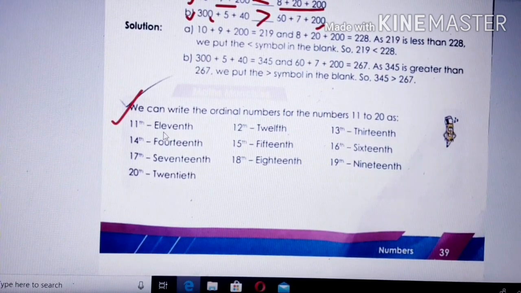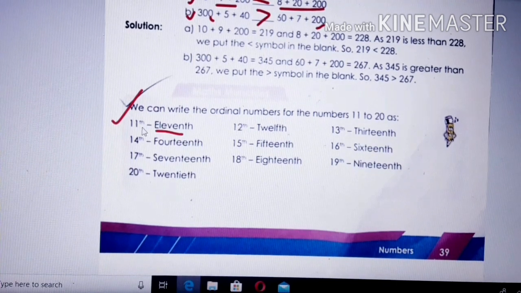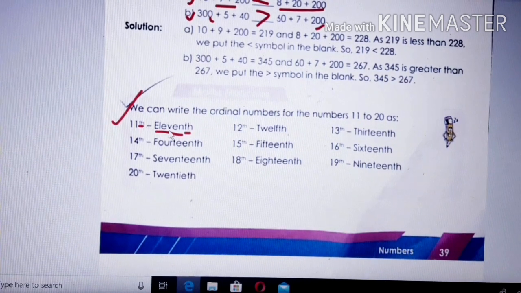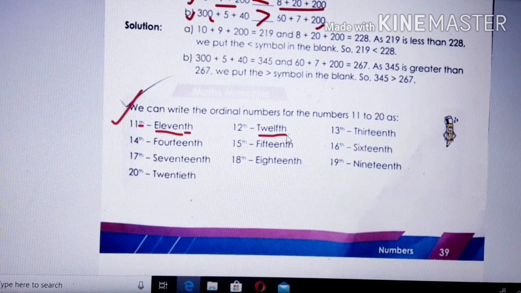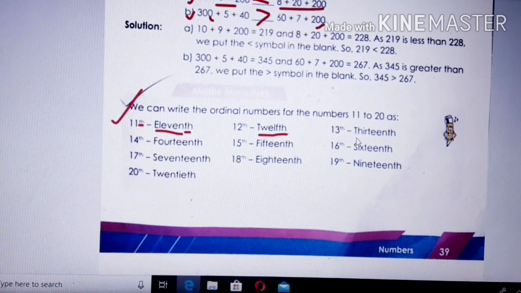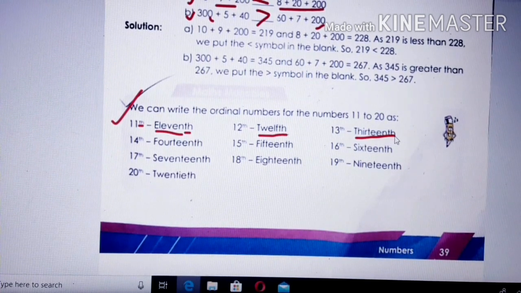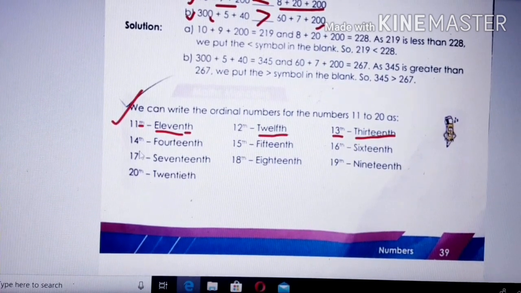Now how to write, children, 11th? You know the spelling of 11. Now what is there? TH. So we'll write TH, and in short form 11TH. 11th. Okay. Then 12th. You see the spelling TWELFTH. 12th. Next comes 13th. THIRTEEN, the spelling of 13, and TH. The short form is you write the number 13 and TH. Clear? Next comes 14th. So you write the spelling of 14 and put TH.